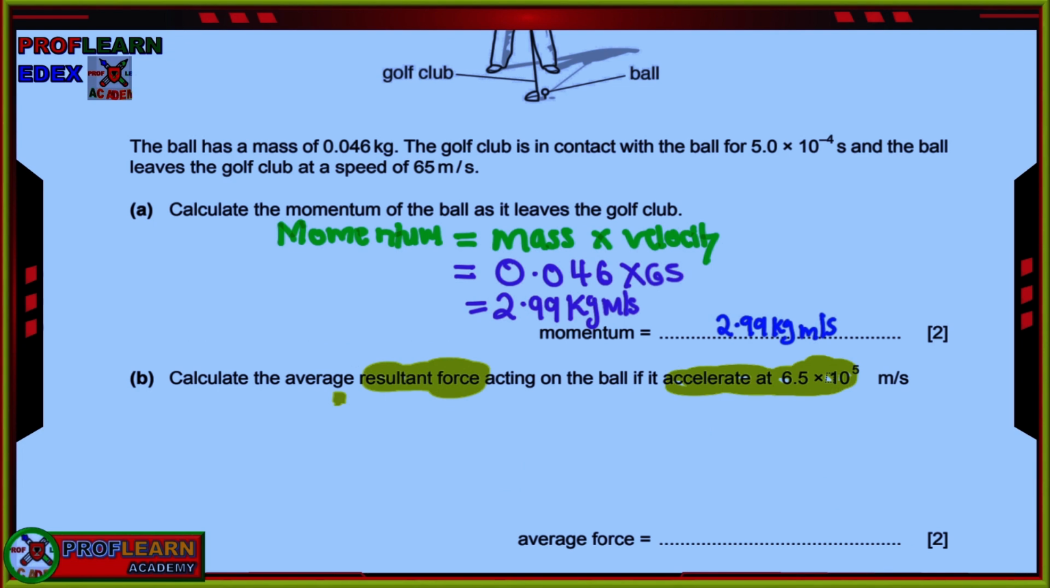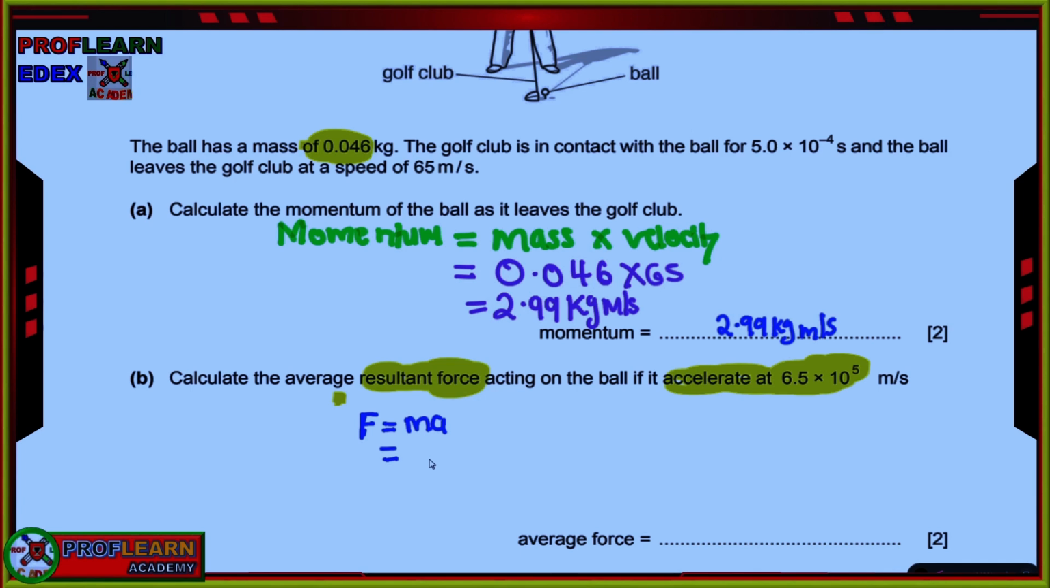We're supposed to work out the average resultant force acting on the ball as it accelerates at 6.5 times 10 to the power 5 meters per second. And this is the acceleration. You need to remember that this is the acceleration that is provided. It's meters per second squared. So for us to work out the force, we are going to apply the formula force equals ma.